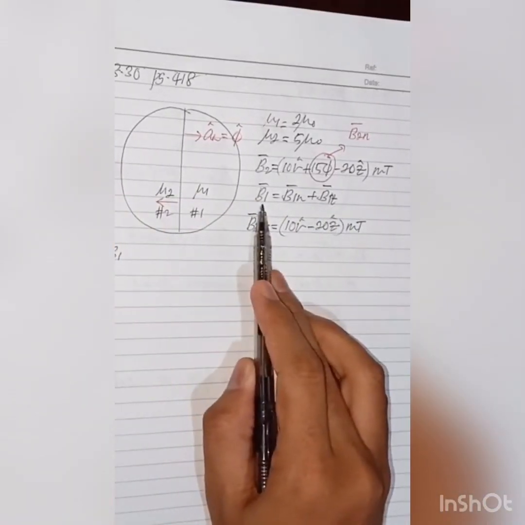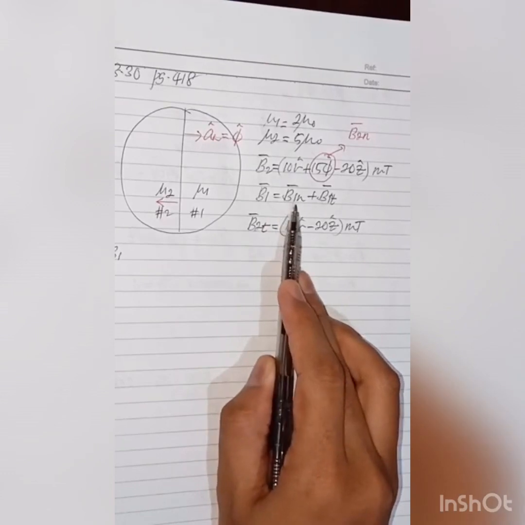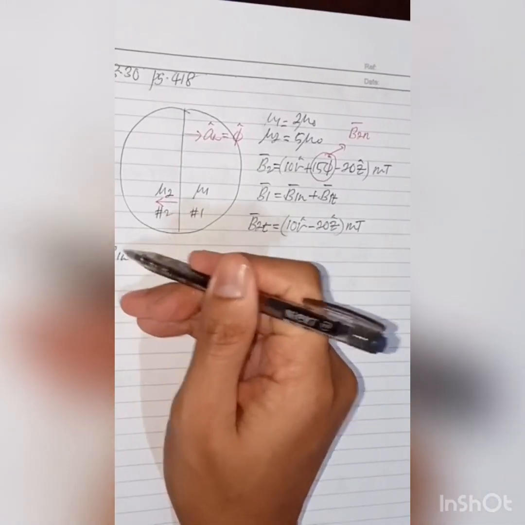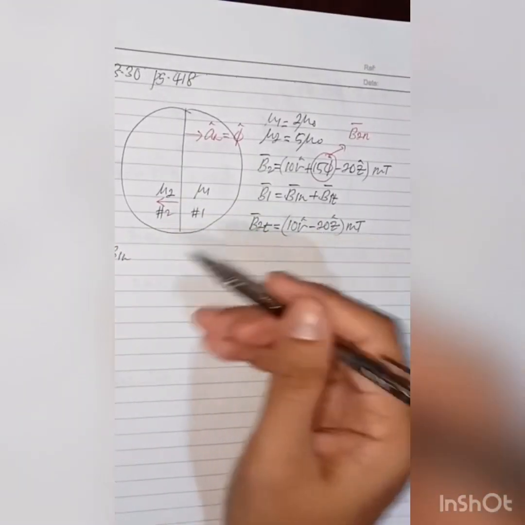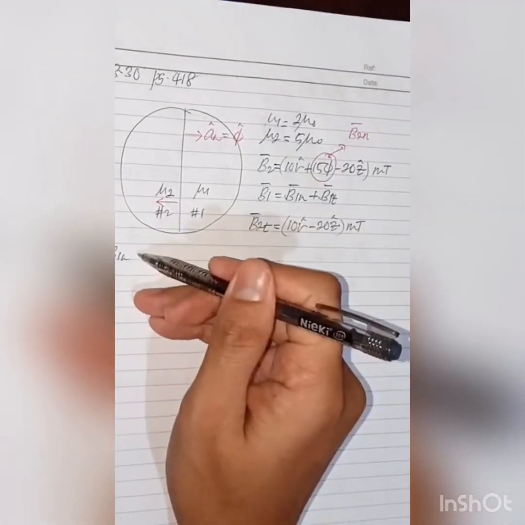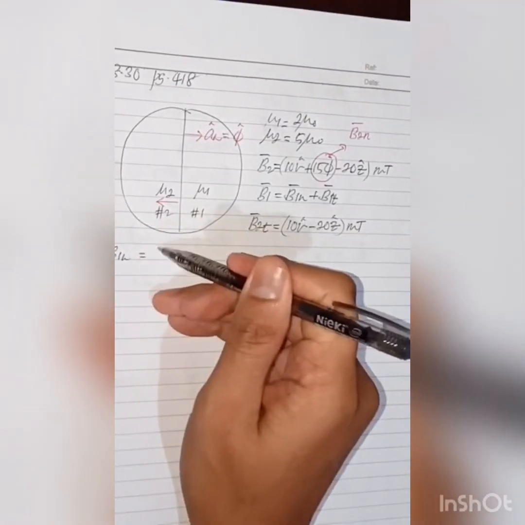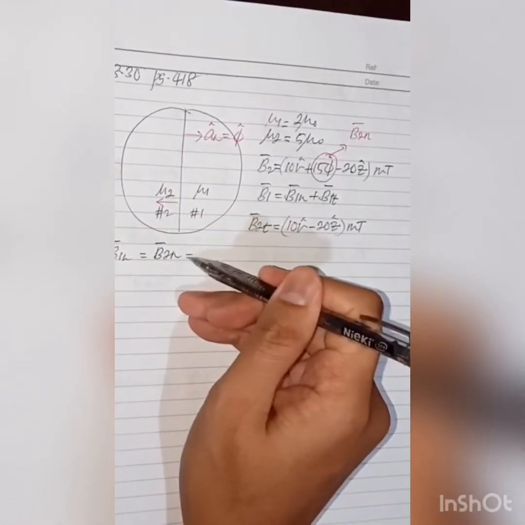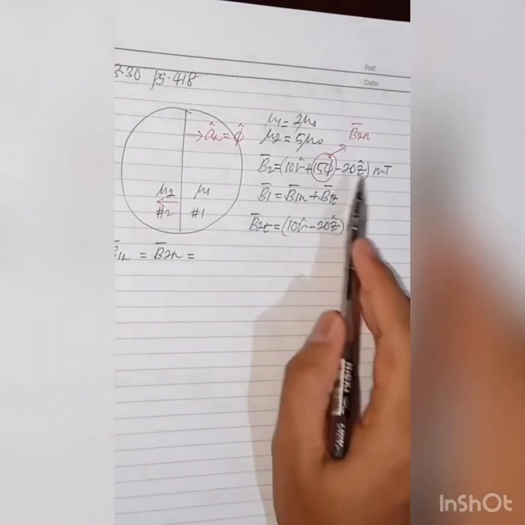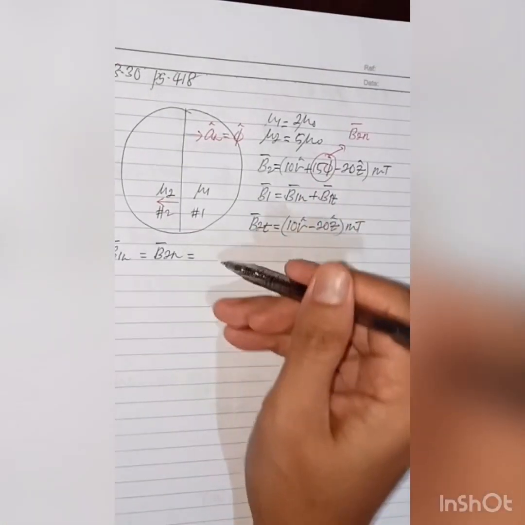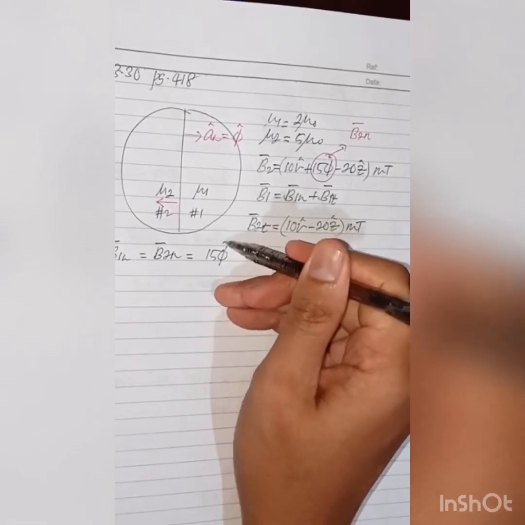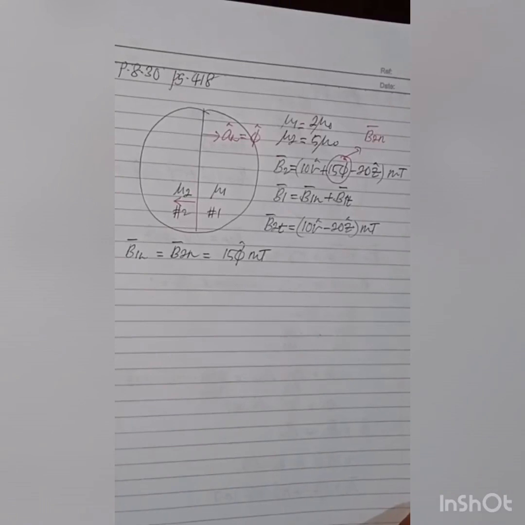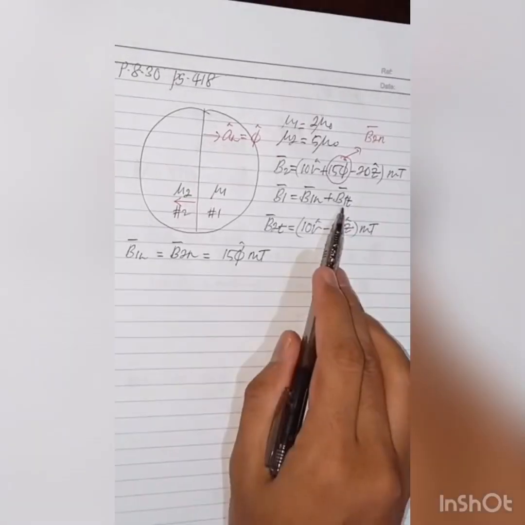Now we are going to find B1, as mentioned earlier. B1 is composed of two main components, normal and tangential. To find the normal one, we simply use the normal component equation of the magnetic case, whereby B1n is equal to B2n, so B1n is equal to 15 phi component millitesla.